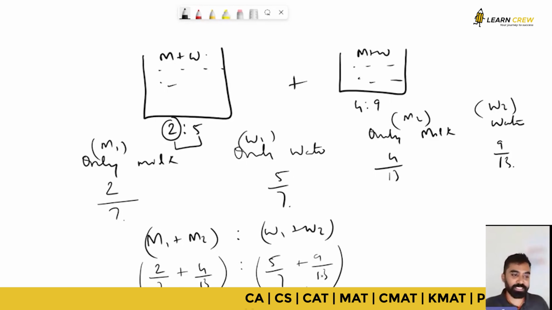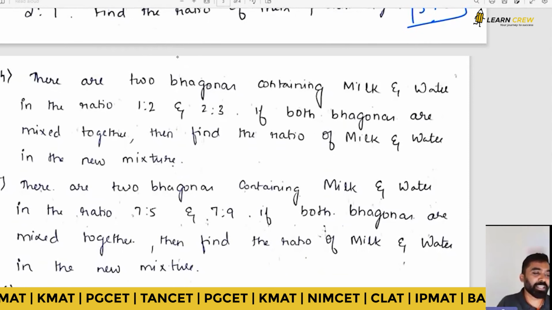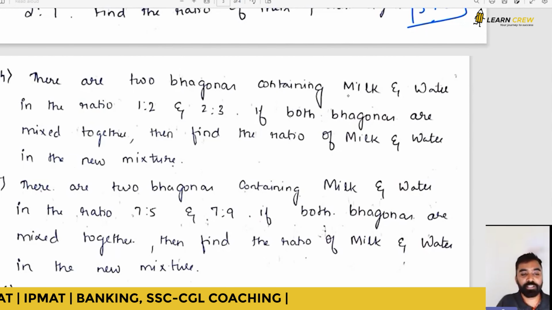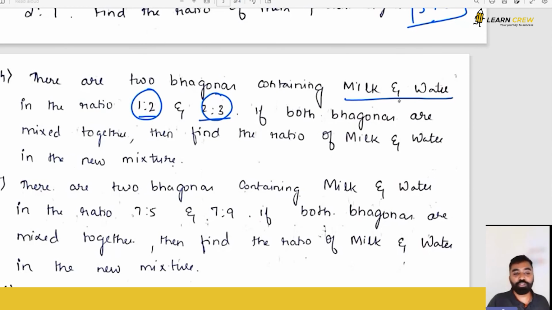Fine. With this said, let us take the first question. There are two containers, you can just take them as containers, containing milk and water in the ratio 1:2 and 2:3. The first container ratio is 1:2. The second container ratio is 2:3. If both are mixed together, find out the ratio of milk and water. Can you do it?